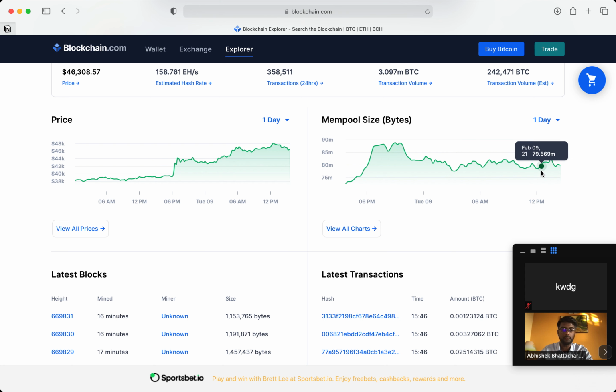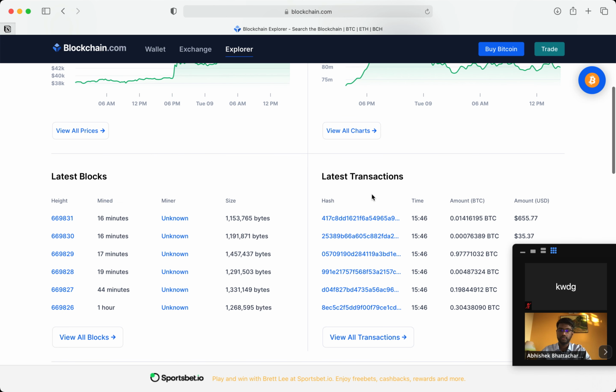For example, at 12 p.m. today in my time zone, IST, there were 78 million transactions in the mempool, and miners are constantly picking these. So it's not like you have to wait for an entire day for your transaction to go through, right?